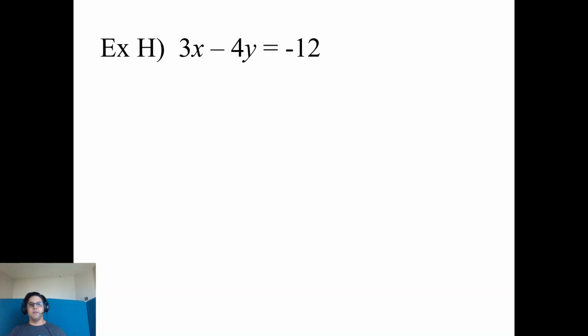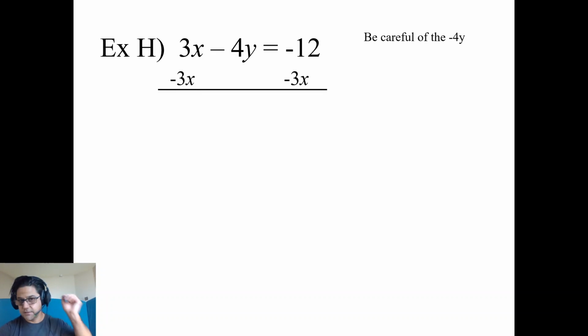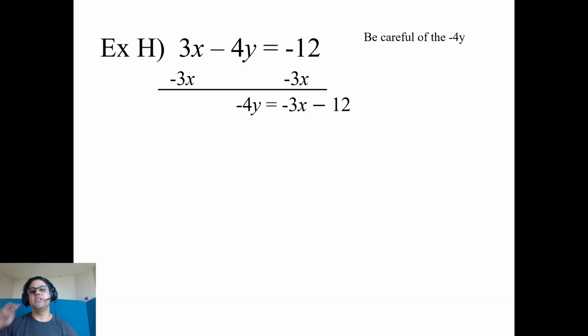All right, very similar. 3x subtract 4y. Be careful of the negative 4y. And this time we've got a -12 on the right side. So move the x, step 1. Be careful of that -4y. Don't try and combine the -12 and the -3x. Those are unlike terms. My 7th graders are going to be learning about combining like terms. You already know how to combine like terms. -4y equals -3x subtract 12. Only 2 steps, remember? Move the x, then divide.